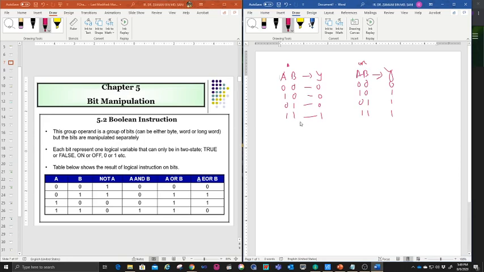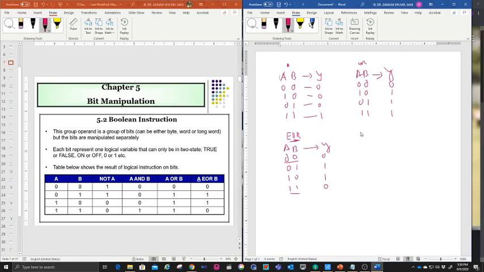And then for exclusive OR, you also have A and B, and you have the output Y. So for exclusive OR, the output is 1 only when the inputs differ. So this is going to be 0, this is going to be 1, this is going to be 1, and this one's going to be 0, because both have the same numbers.